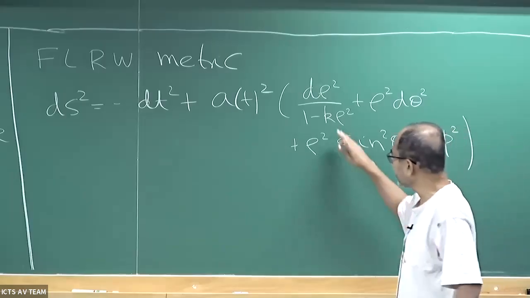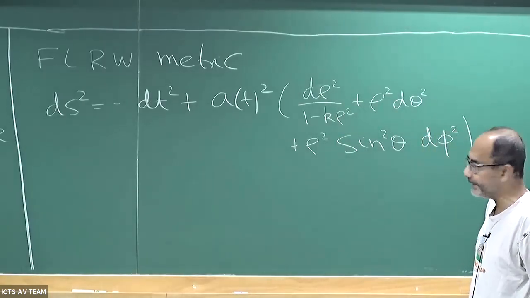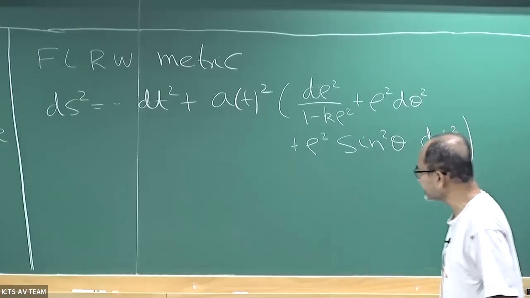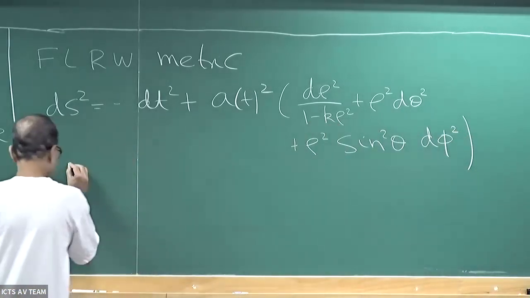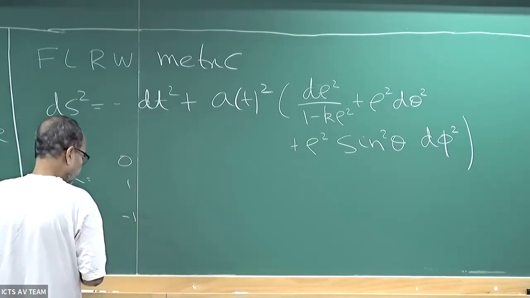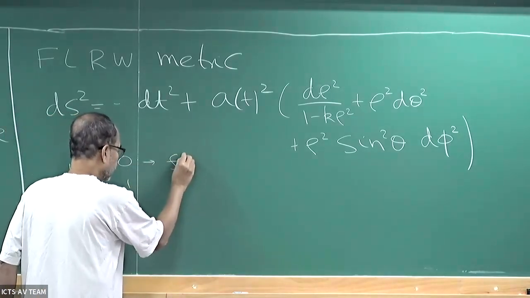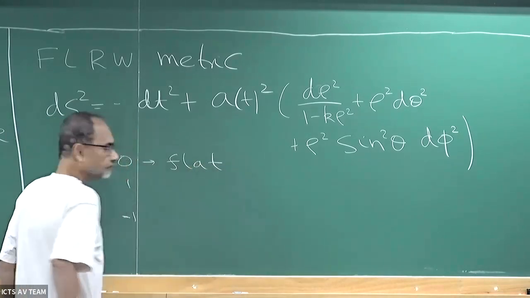I haven't said what K is. Rho, theta, and phi are just coordinates. Rho is the radial coordinate and theta and phi are angular coordinates. K takes value 0, 1 or minus 1. 0 corresponds to a flat universe.